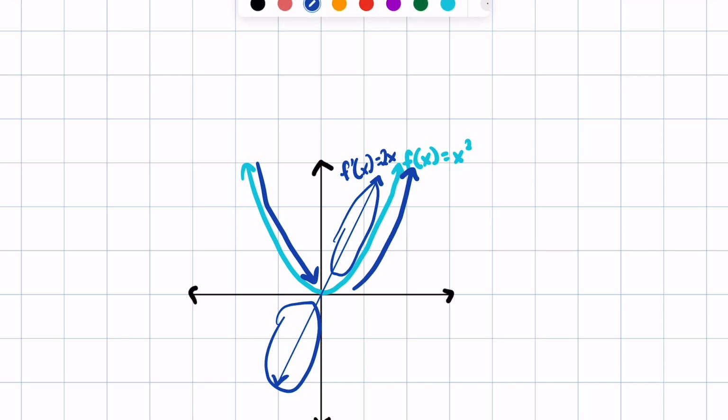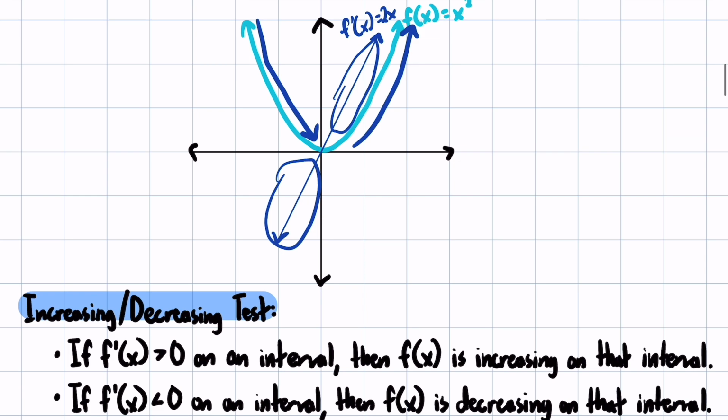And this is actually a rule called the increasing-decreasing test. Basically, this is always true. If the derivative of a function is positive on a certain interval, then the function is increasing on that interval, and if the derivative is negative on an interval, then the function is going to be decreasing on that interval.